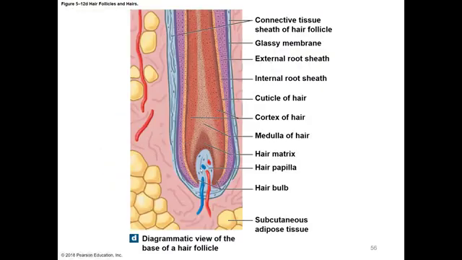So looking at the close-up of the hair, we have down at the bottom the hair bulb. The hair papilla is where our blood vessels are. The hair matrix, this is where the hair is going to originate. Then we've got the medulla, which is the core, and the cortex, which is around the core, followed by the cuticle, which is the outermost, and then we've got the follicle.